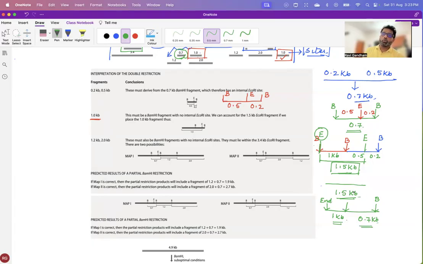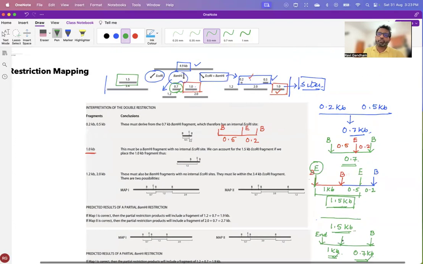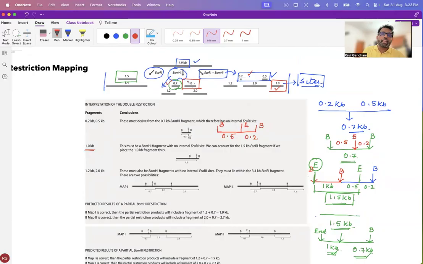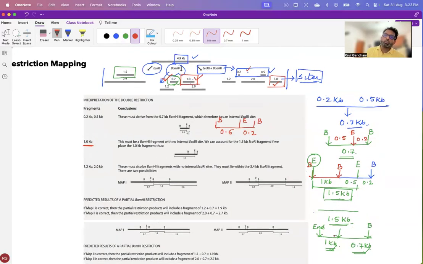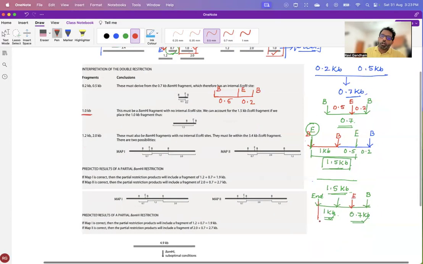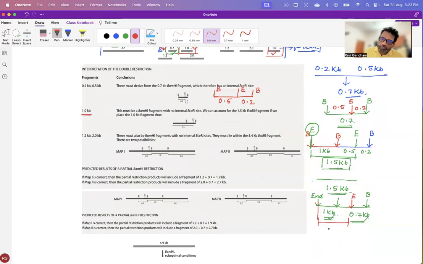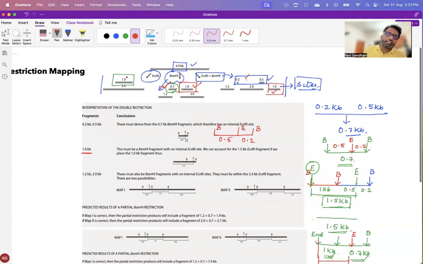Right. Now, you have both the sizes of these fragments available in the individual digest here. You have the 1 kb as well as the 0.7 kb here, right? And now this 1.5 is an indication of what? If you have an EcoRI site here, and if that is the end of the chromosome, this fragment size which you have got here should correspond to one of the fragments that is present in the individual digest of EcoRI. And we have already checked that we have got this.